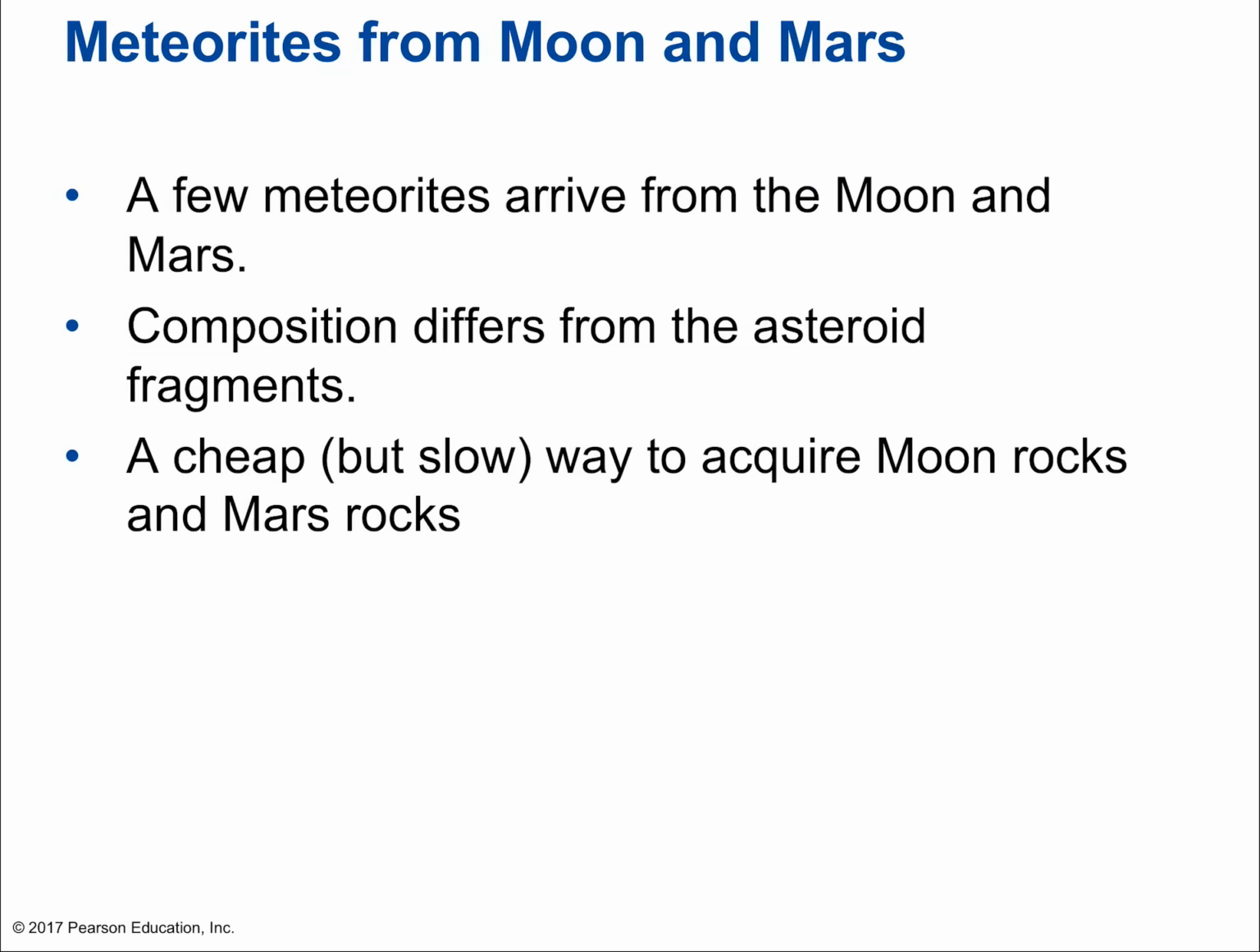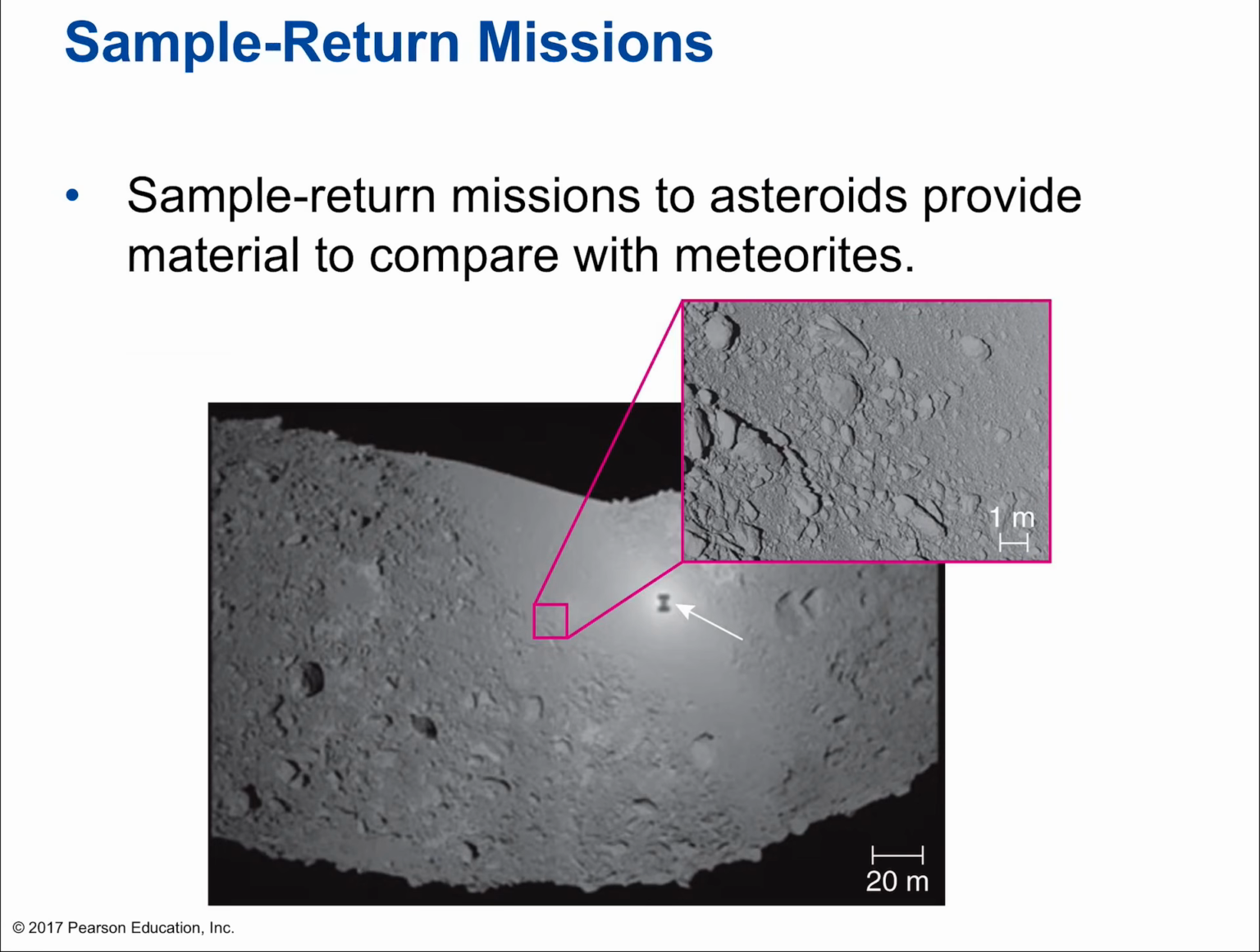Okay, so meteorites from the moon and Mars absolutely can happen. A few meteorites have arrived from the moon and Mars. The composition differs from the asteroid fragments. And so it's a cheap but slow way to acquire moon rocks and Mars rocks. We don't have to fly there. We can just wait for them to come to us. Okay, all right. But we can also fly there, all right?